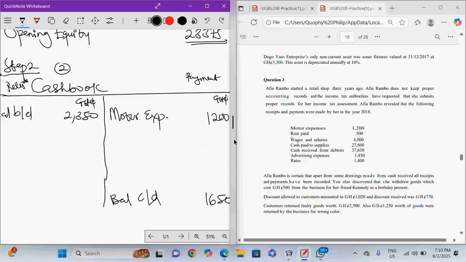Then we have rent paid. Rent paid, of course, as the name goes, is a payment. So it will be at the payment side. Rent paid, the amount is 500. What else? Then we have wages and salaries.